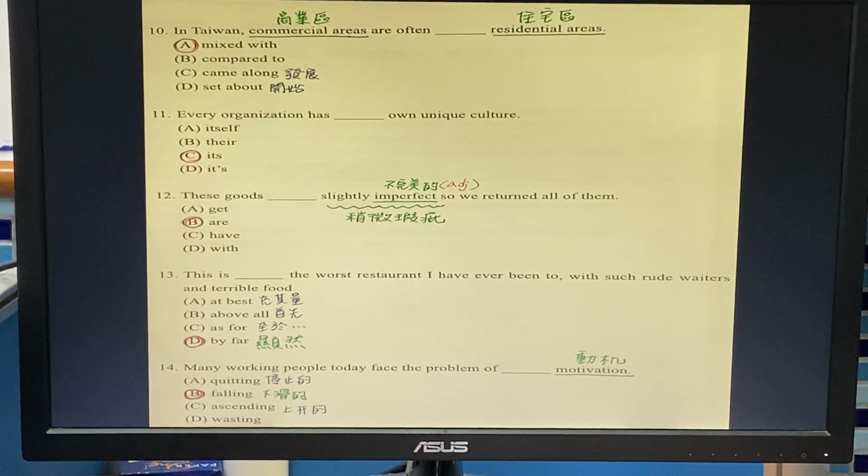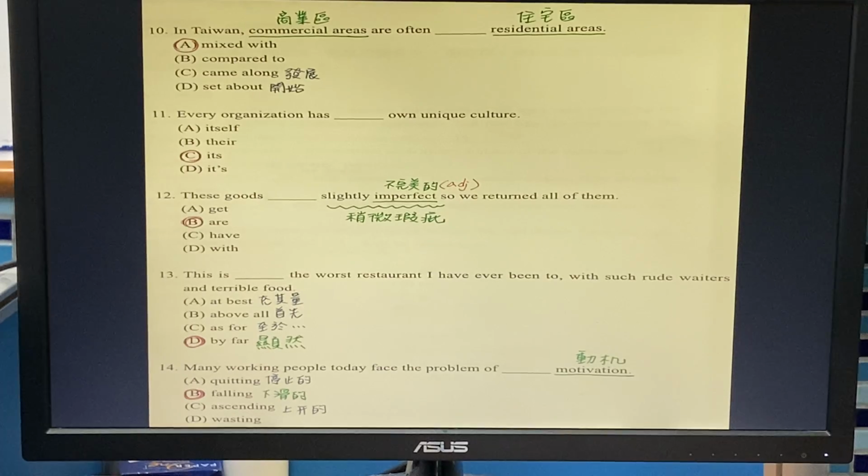Number 12. These goods are slightly imperfect, so we returned all of them. These goods 商品，这是一个复数，然后后面 imperfect 是一个形容词，所以我们用 be 动词后面加形容词。Number 13. This is by far the worst restaurant I have ever been to, with such rude waiters and terrible food. By far means 显然是我去过最糟的餐厅。14. Many working people today face the problem of falling motivation.